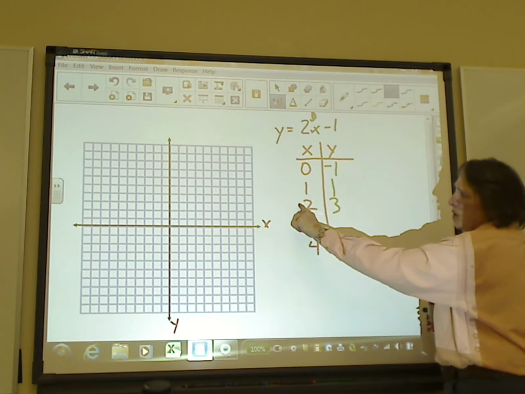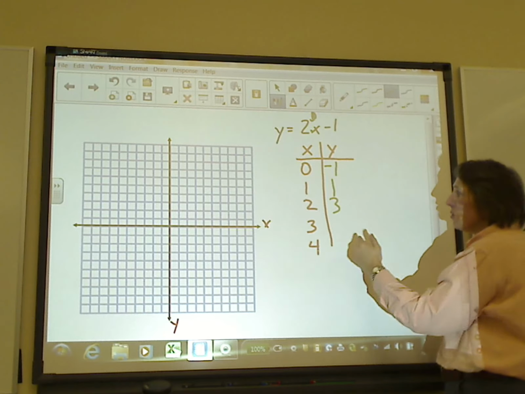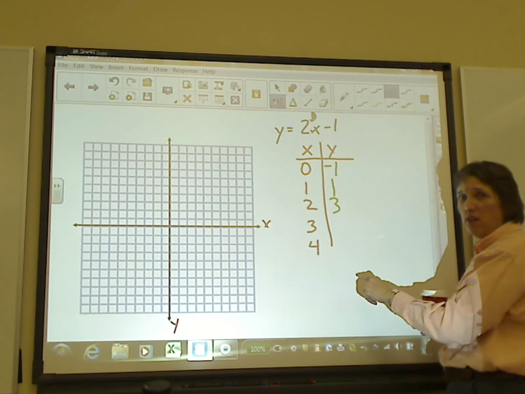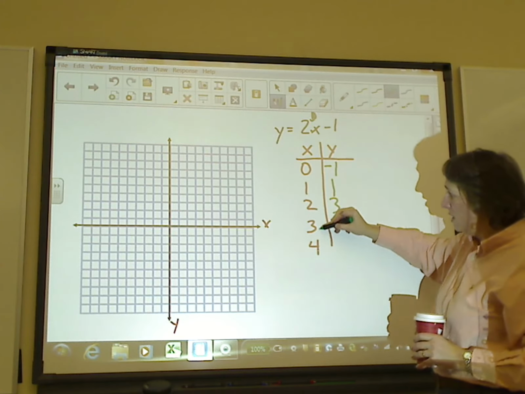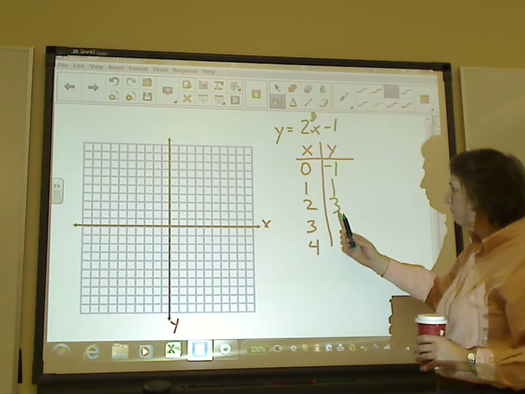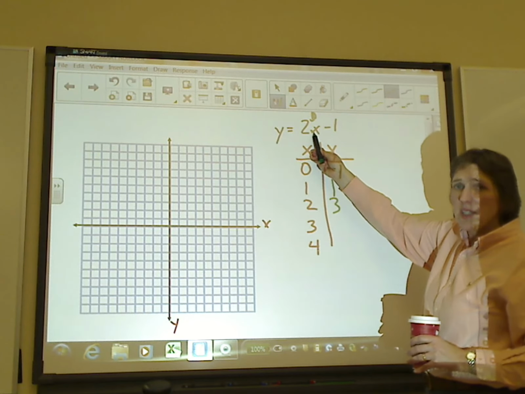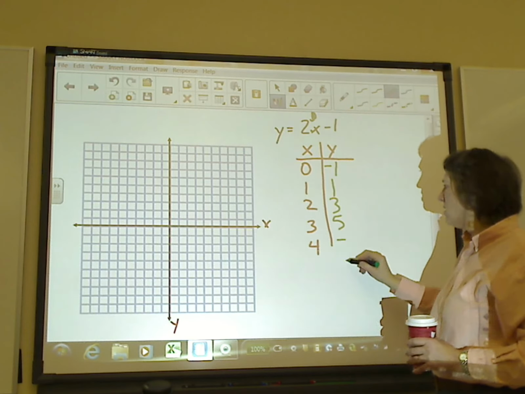Every time this goes up by 1, this goes up by how many? 2. So you don't even have to do the math. You should know that the next ones are 5 and 7, because they're increasing by 2 each time, because I'm increasing this by 1. That's a pattern. Let's just check it. 3: 2 times 3 is 6, and 6 minus 1 is 5. So I know that's 7.